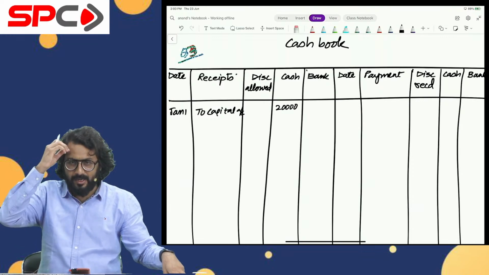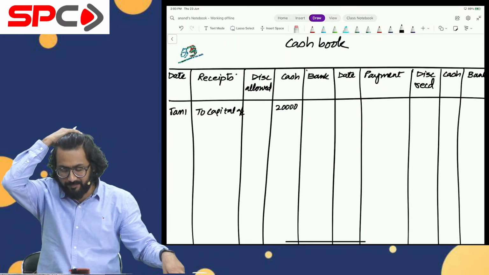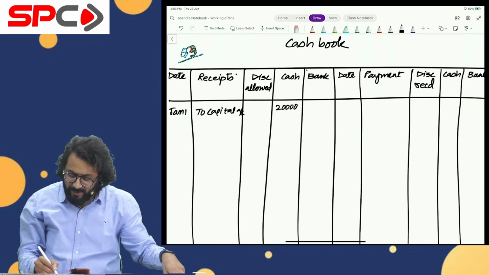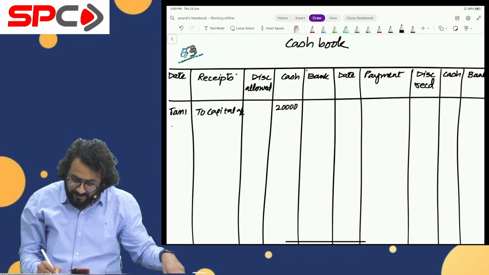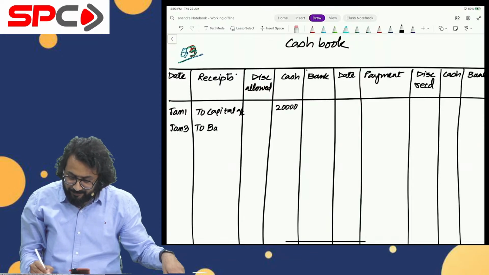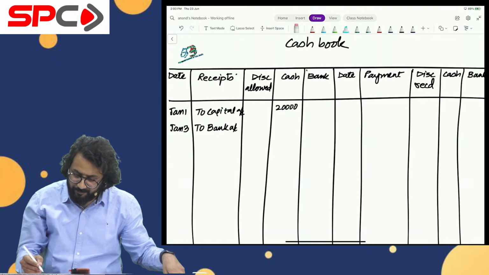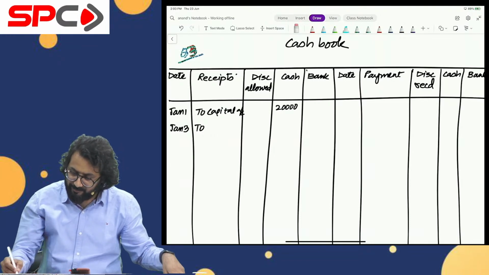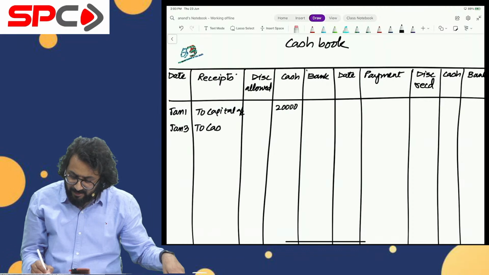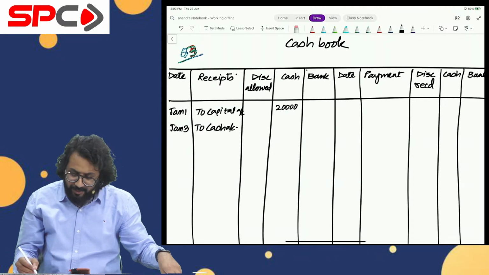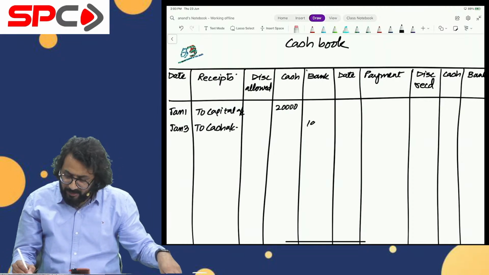He paid into the current account. What was the entry you made? Bank to cash. I'll write down 3rd Jan, to cash. Yes, because he paid into the current account. In the bank column, I'll write down 19,000.